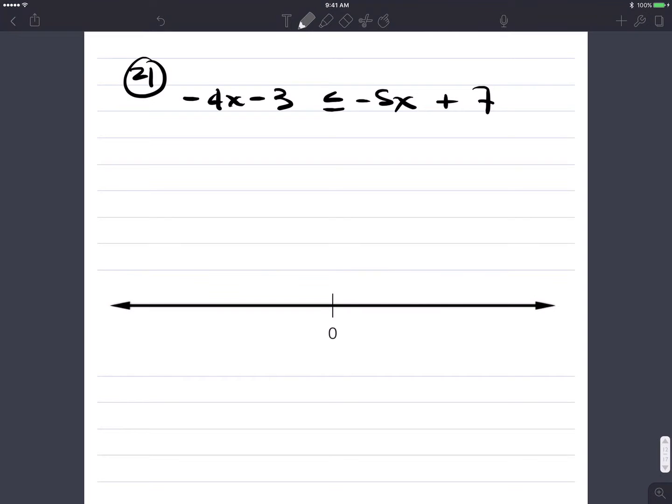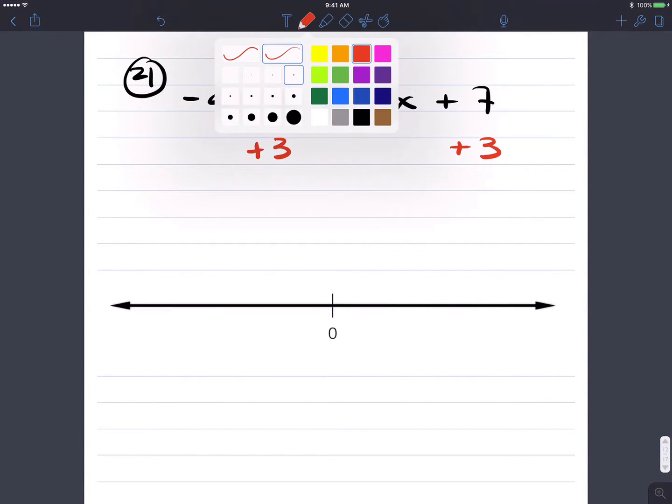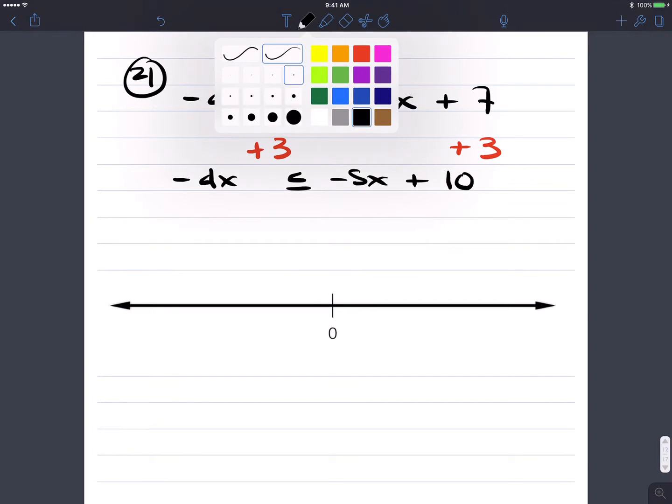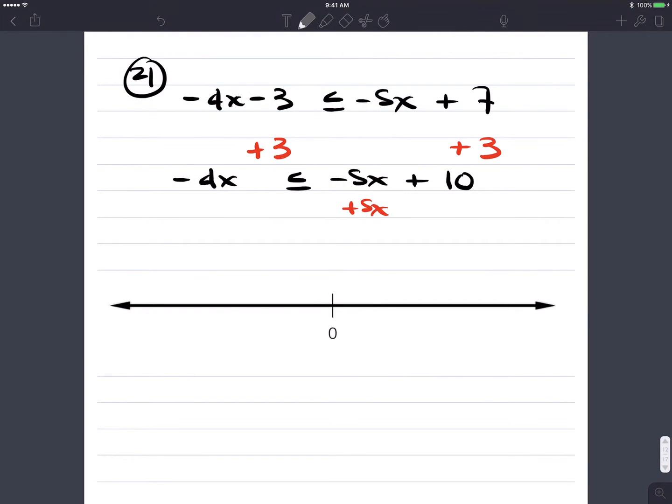Number 21, we're going to solve this linear inequality for x. We're going to start by adding 3 to both sides to be fair and preserve our balance. And we get negative 4x is less than or equal to negative 5x plus 10. We're now going to add 5x to both sides, to be fair, preserve our balance. On the left side, we get negative 4x plus 5x, which gives us an x, which will be less than or equal to negative 5x plus 5x is 0, the value 10.